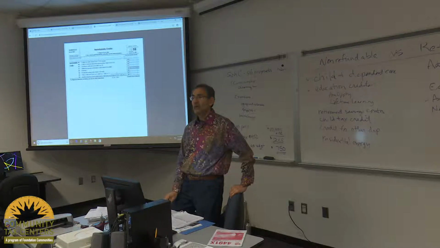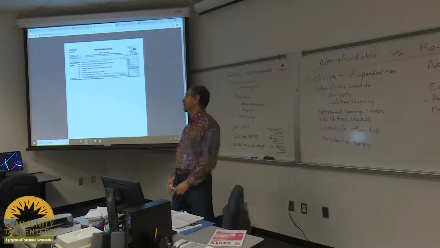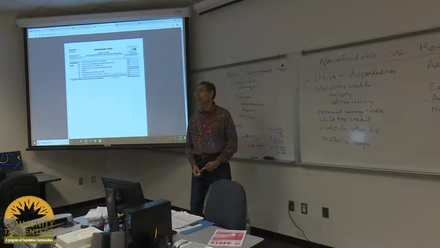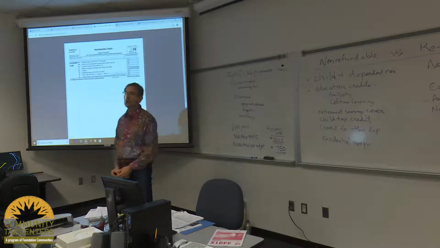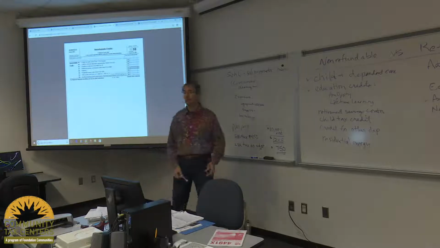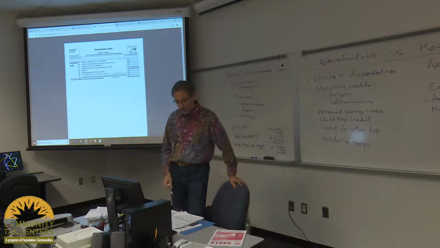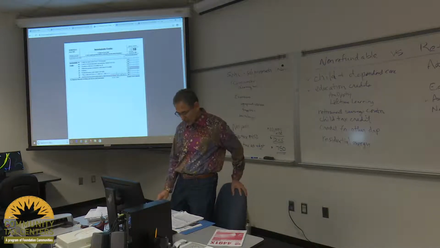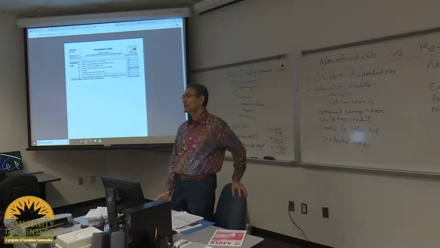Unlike last year, any child that is eligible for this credit now has to have a Social Security card. It used to be that with an ITIN you could get the credit, but no longer. So the child has to have a Social Security card, and the child has to be under the age of 17. Okay, so up through the age.